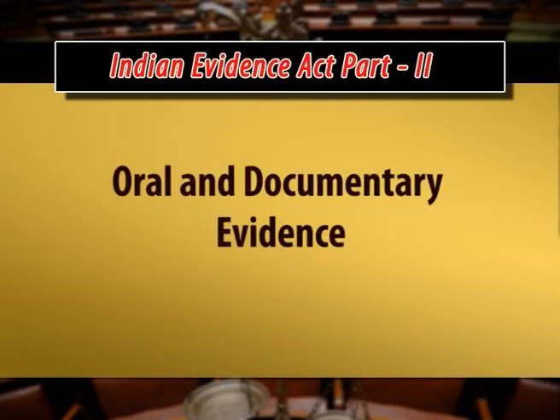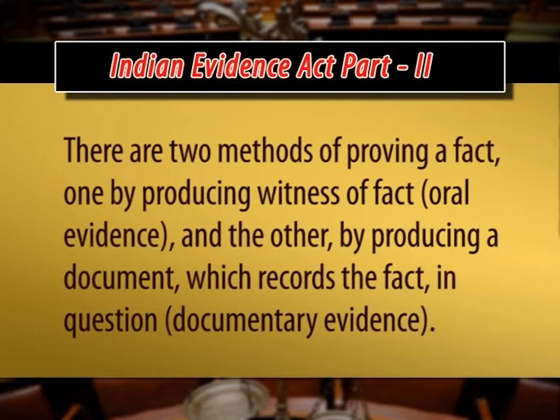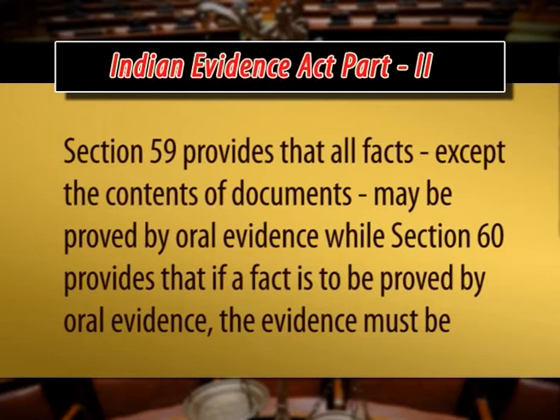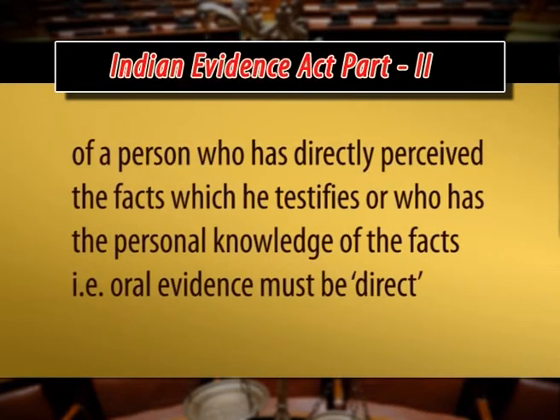Oral and documentary evidence. There are two methods of proving a fact. One, by producing a witness of fact, oral evidence, and the other by producing a document which records the fact in question, documentary evidence. Section 59 provides that all facts except the contents of documents may be proved by oral evidence, while Section 60 provides that if a fact is to be proved by oral evidence, the evidence must be of a person who has directly perceived the facts which he testifies to, or has personal knowledge of the facts. That is, oral evidence must be direct.